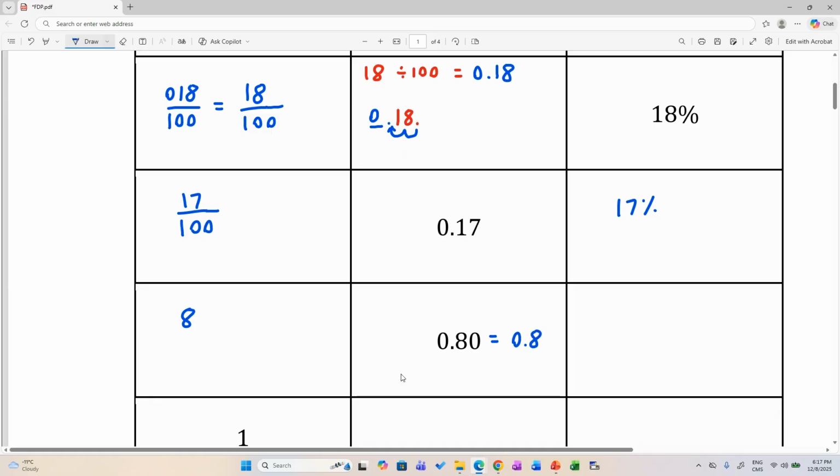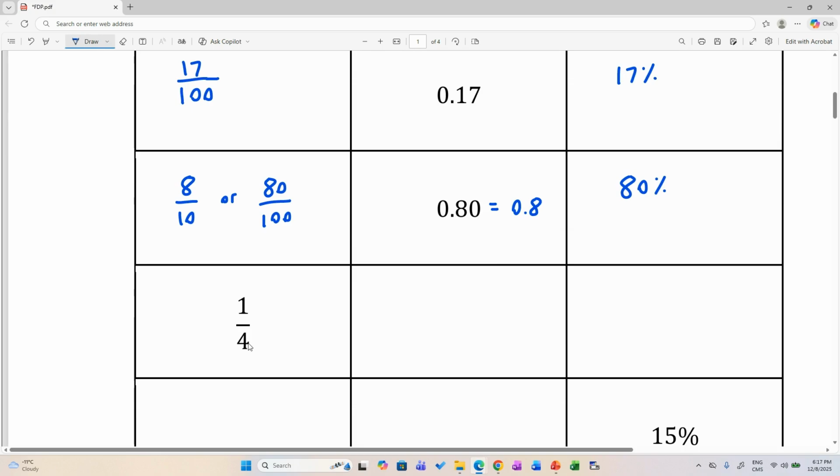And you can actually just write it as, since the smallest place value is 8 here, you can just write it as 8 over 10. Or if you really want to, you can actually write it as 80 over 100. But they both are equivalent, so it is up to you. I would just stick with the 8 over 10 in this case. Here I'm going to have 80%.